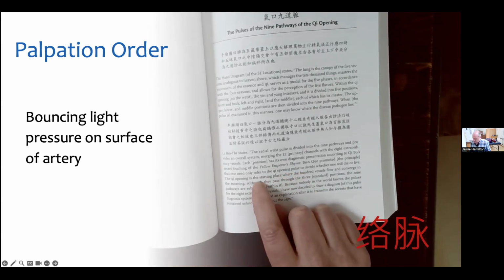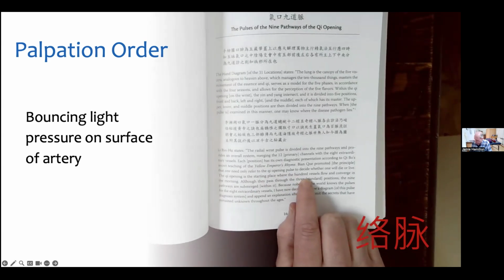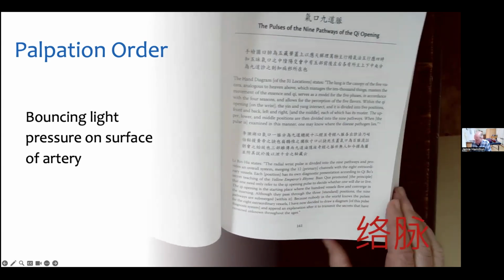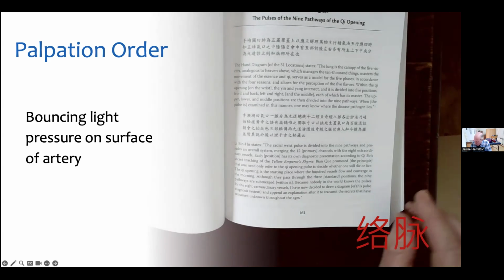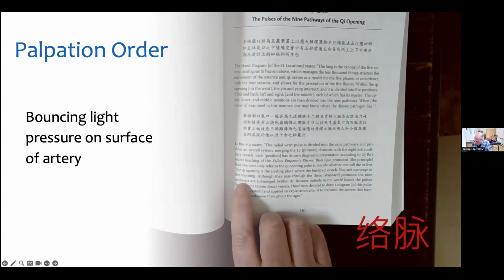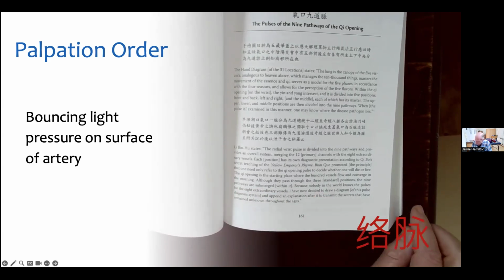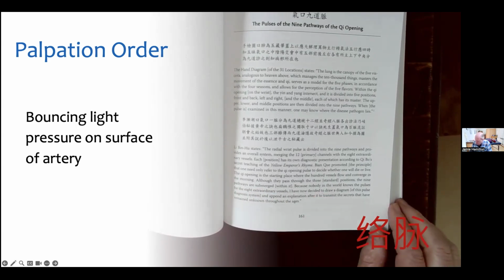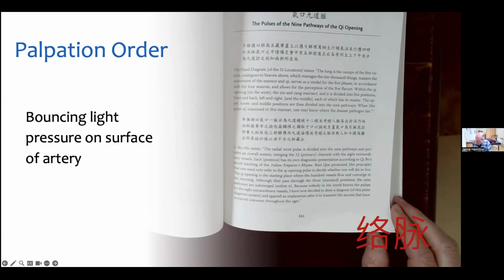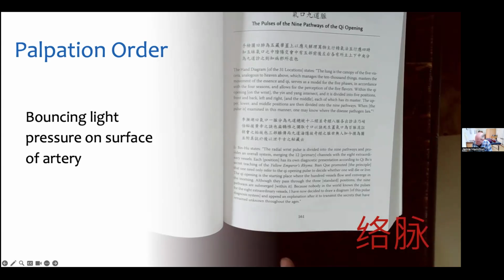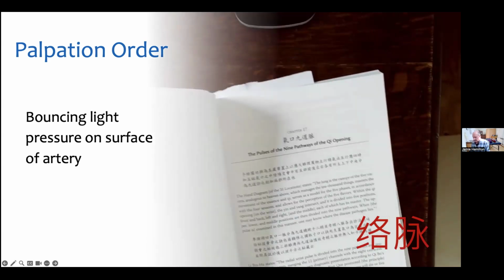The qi opening is the starting place where the 100 vessels flow and converge in the morning. Although they pass through the 3 standard positions, the 9 pathways are submerged within it. Because nobody in the world knows the pulses for the 8 extraordinary vessels, I have now decided to draw a diagram of this pulse diagnosis system and append an explanation after it to transmit the secrets that have remained unknown throughout the ages. So isn't that nice?